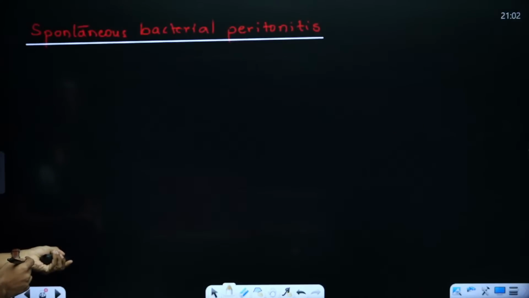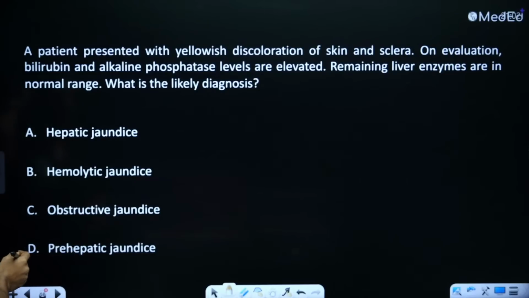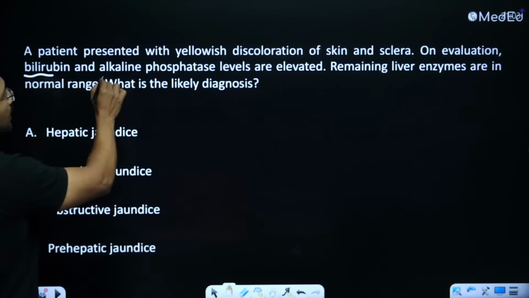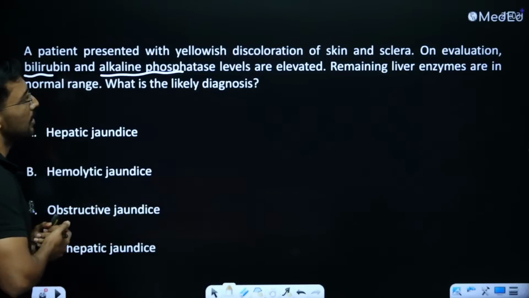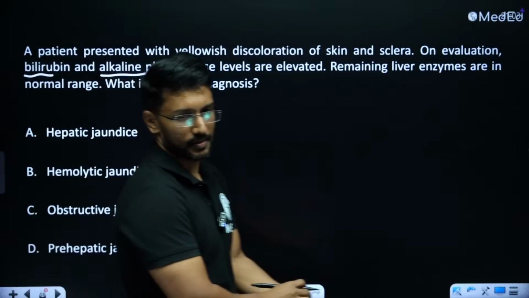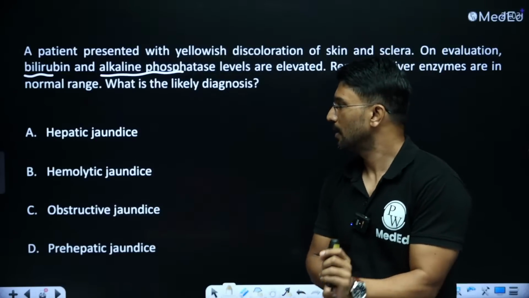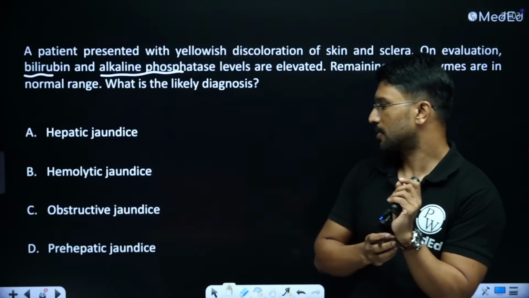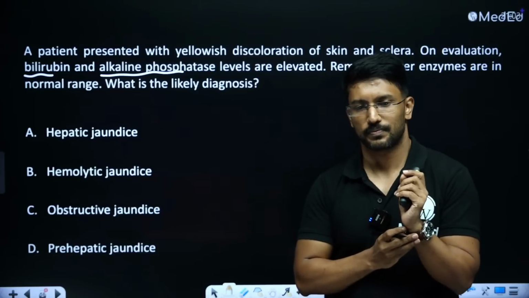Okay. So now let's go to the next question. A patient presented with yellowish discoloration of skin and sclera. On evaluation, bilirubin and ALK phos are elevated. Remaining liver enzymes are in normal range. What is the likely diagnosis? So what do you think here? This is a very simple question. Hepatic jaundice, hemolytic jaundice, obstructive jaundice, prehepatic jaundice.